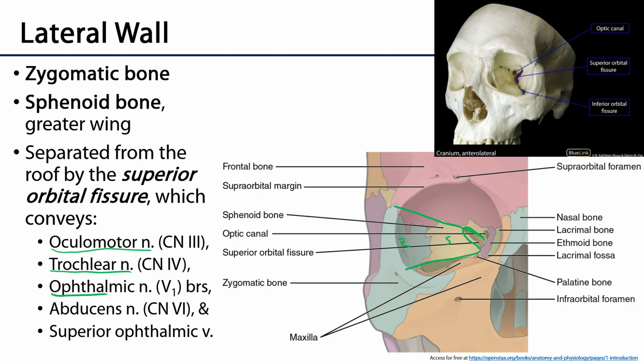V1, which is the ophthalmic branch of the trigeminal nerve, is going to be conveyed through the superior orbital fissure. The abducens, or cranial nerve 6, which innervates the lateral rectus muscle, is conveyed through that fissure as well, as well as the superior ophthalmic vein, which is one of two major veins, the other being the inferior ophthalmic vein, which drains the orbit and surrounding environments.